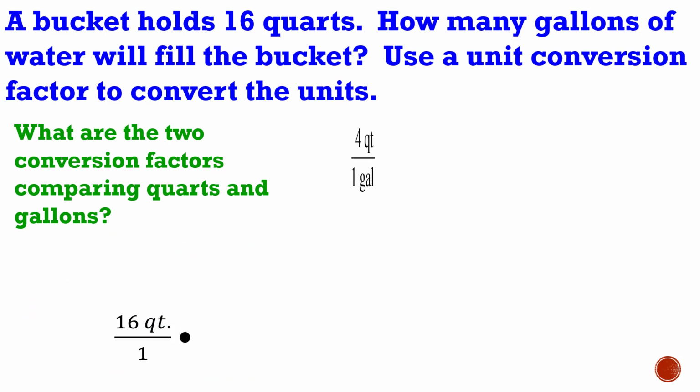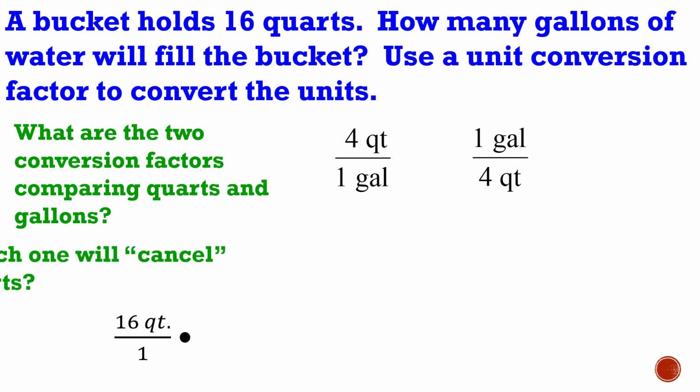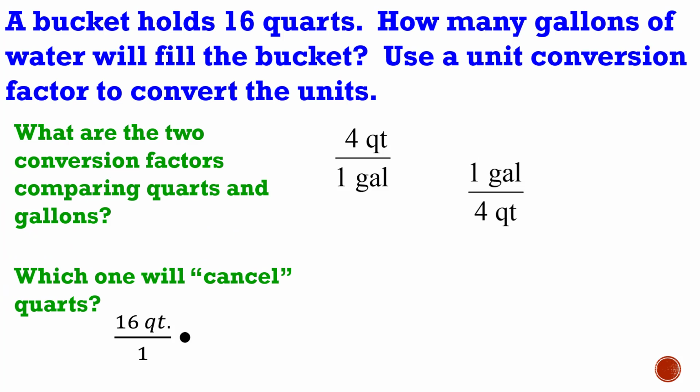So here are our 2 options for conversion factors. Which one of those satisfies both of those requirements? It has gallons in the numerator and quarts in the denominator. Yes, the one on the right. The one on the right has gallons in the numerator and quarts in the denominator. And so now we should notice, hey, my quarts will cancel out because I have one of it in the numerator and a matching one in the denominator.